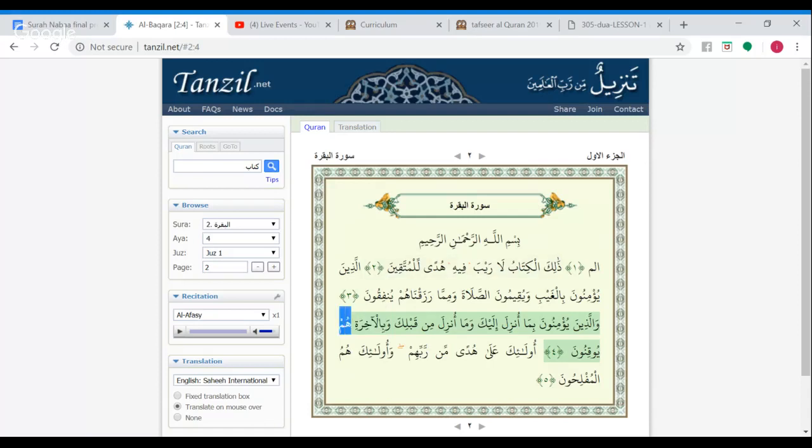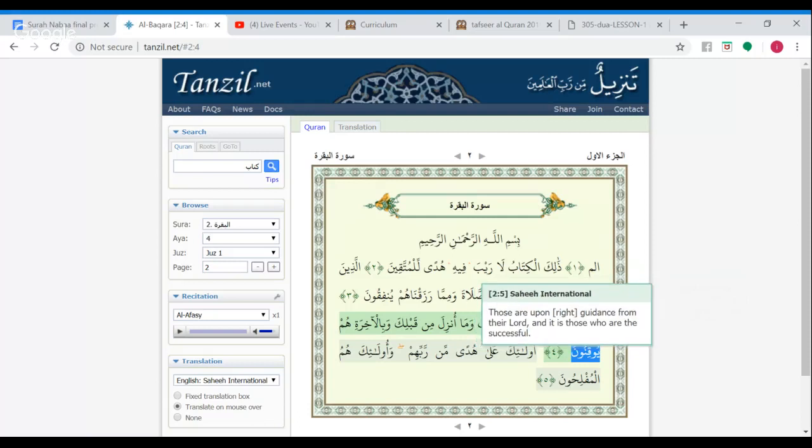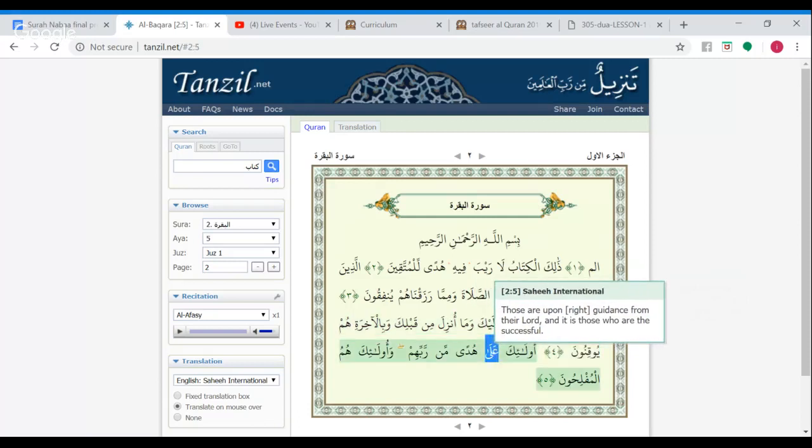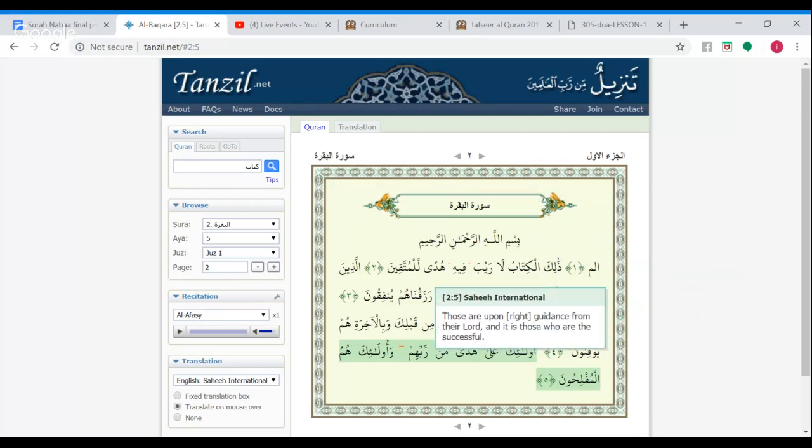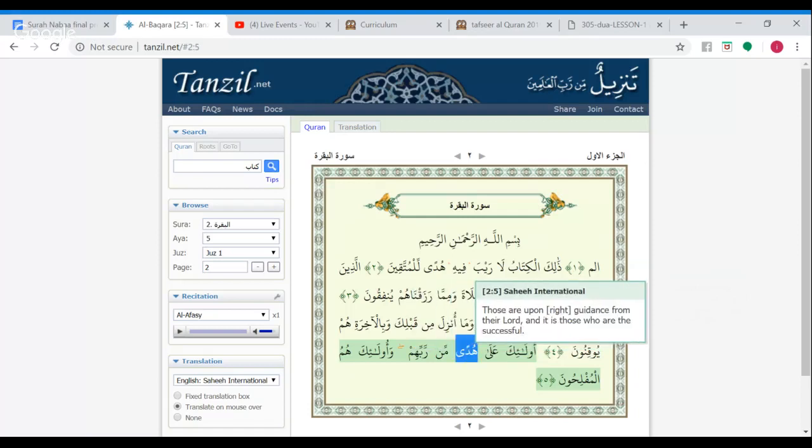Hum, they, is a pronoun, right? Hum yuqinun, they believe with conviction, with yaqeen. Ulaika, those, ala, again, upon, hudan, they are those who are upon the hidayah min rabbihim, from their Rabb. I'm leaving this word hudan for now. There's a reason behind it. Ala hudan. Ala is the harf jar.